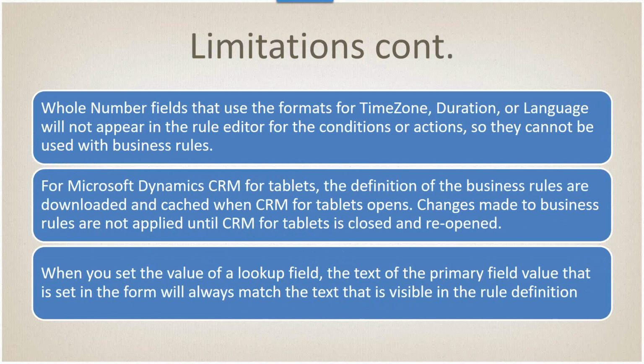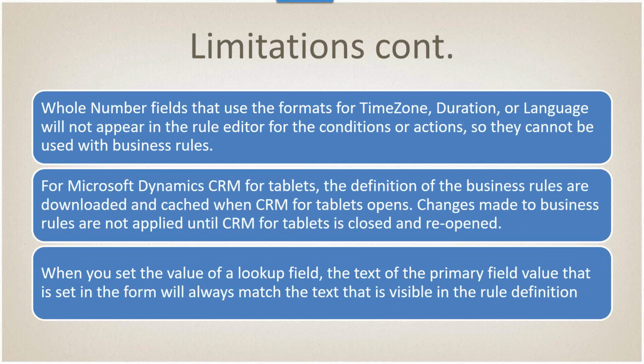So basically, here's some more limitations. Whole number fields, how it works on tablets. Some of these may have been updated recently. And then things like the last one there, say I want to pull out the text value of a lookup field, things like that. Some of these things you're just going to have to drop back to JavaScript for. You just cannot do them with business rules.